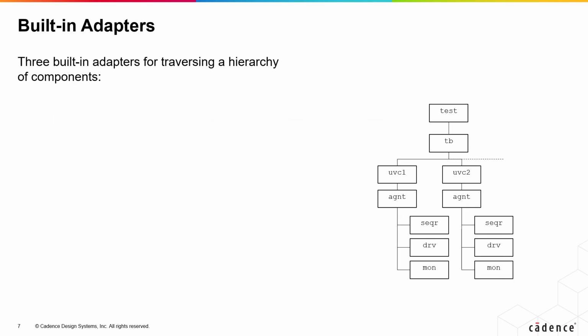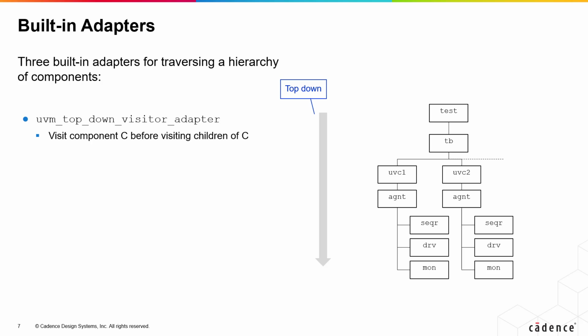We don't have to define our own adapter. There are 3 built-in adapters for traversing a component hierarchy in different ways. If we use the top-down adapter from test, we traverse test, then TB, then UVC1, UVC1 agent, and then UVC1 sequencer, driver and monitor, then UVC2, its agent, and UVC2 sequencer, driver and monitor.